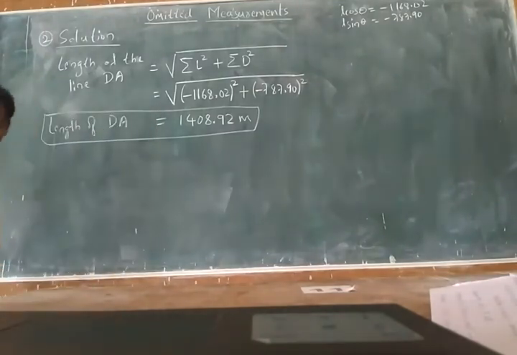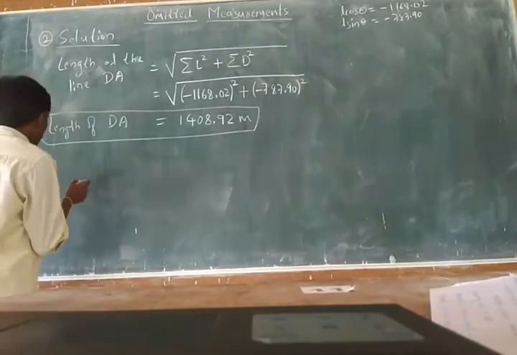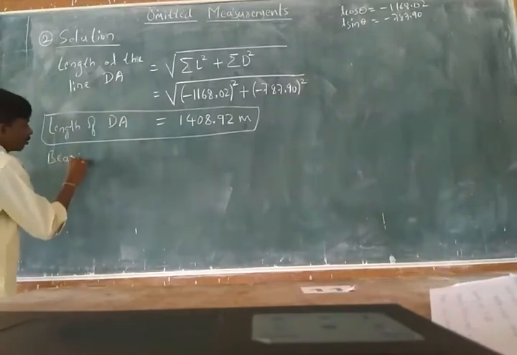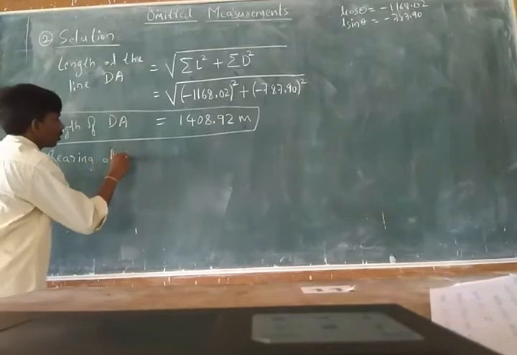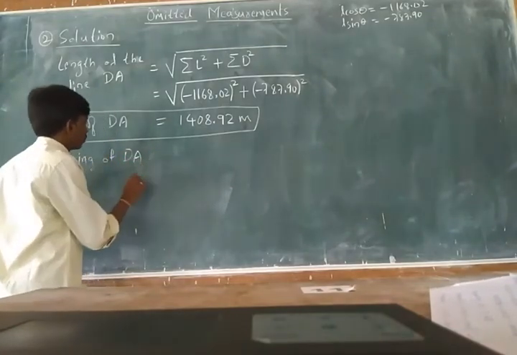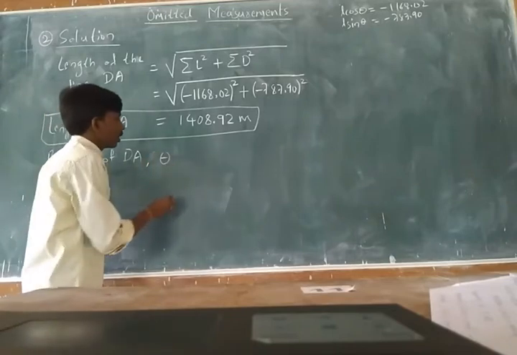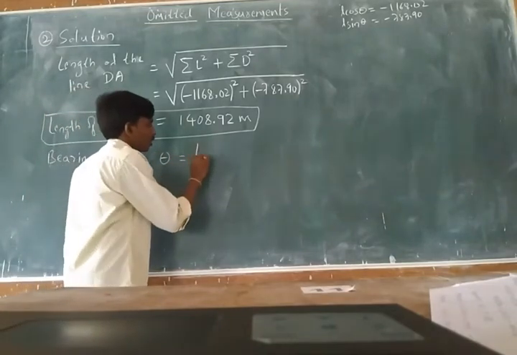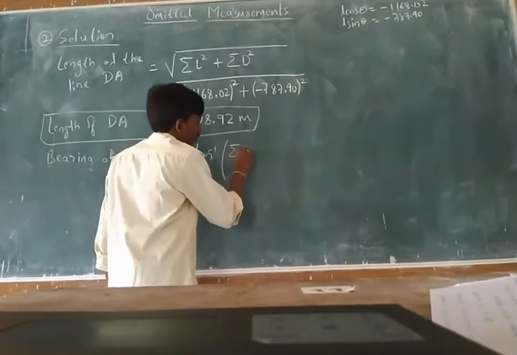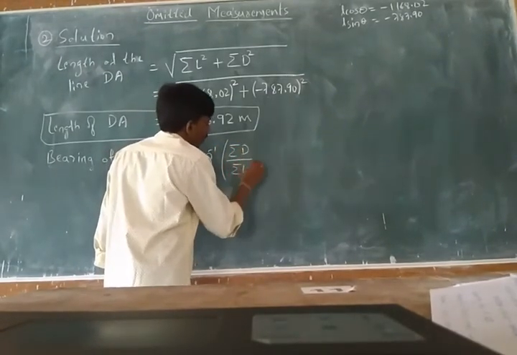Now let's calculate the bearing. To calculate the bearing, we have to apply the formula: theta is equal to tan inverse of sigma departure by sigma latitude. So I will write here, bearing of DA, that can be denoted by theta, that is equal to tan inverse of summation of departure divided by summation of latitude.